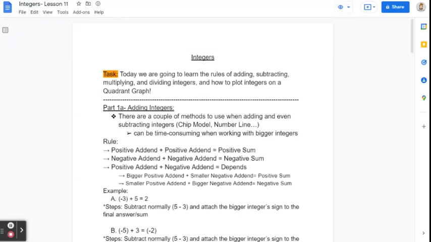Hello everyone, welcome to lesson 11 in math. It's integers. Today we're going to learn how to add, subtract, multiply, and divide integers using the rules. And we're also going to learn how to plot integers on a quadrant graph.